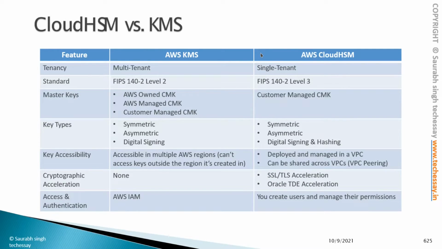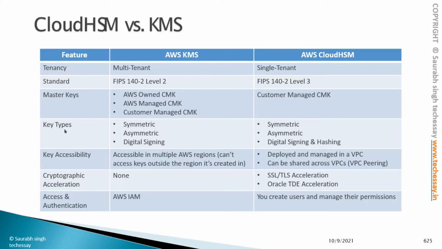Let's talk about some differences between CloudHSM and KMS. Here we differentiate based on their features. If we talk about tenancy, then AWS KMS is multi-tenant, whereas AWS CloudHSM is single tenant. And here basically AWS KMS follows the standard of FIPS 140-2 level 2, and CloudHSM follows level 3. And if you talk about master keys, then KMS has AWS owned CMK, AWS managed CMK, and customer managed CMK. But here in AWS CloudHSM we have only customer managed CMK.